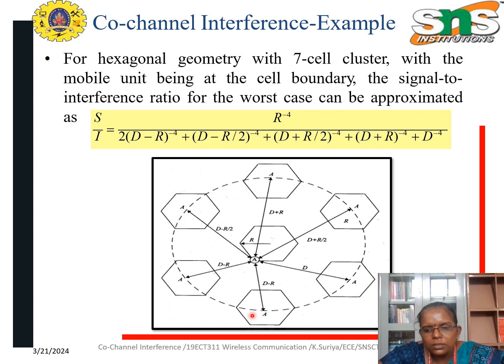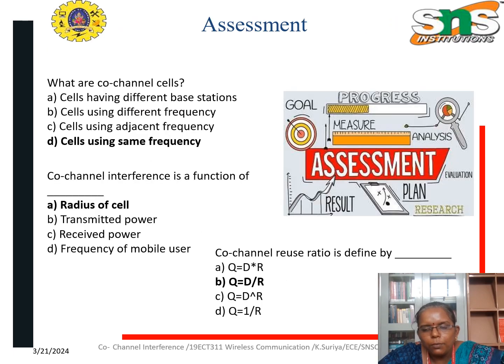Based on these differences in distance, your signal to interference ratio is calculated using this formula, where R to the power minus 4 is divided by 2 times (D minus R), then (D minus R by 2), (D plus R by 2), (D plus R), and D. So that's all about co-channel interference. Hope you understand what co-channel interference is and how to overcome it.